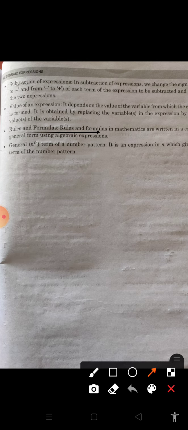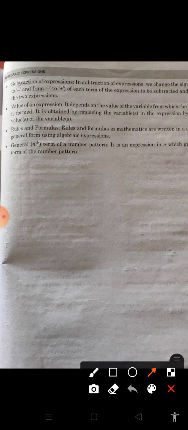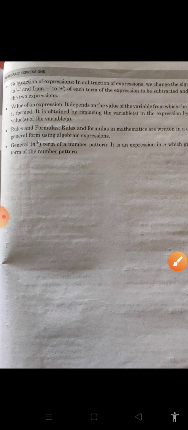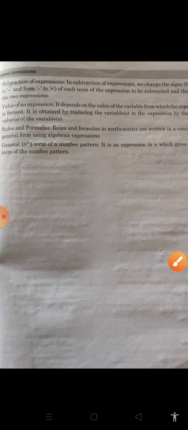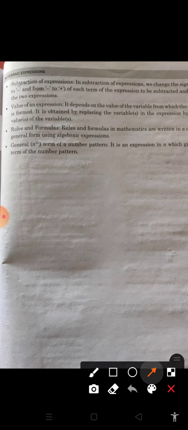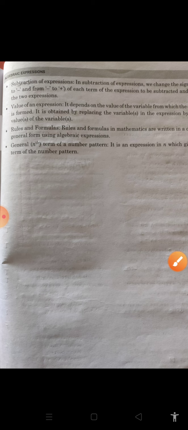Next is rules and formulas. Rules and formulas in mathematics are written in a concise and general form using algebraic expressions. So we write them in this form. General nth term of a number pattern: it is an expression in n which gives the nth term of the number pattern. For n equal to 2, 3, 5, 7, any number we can put in this value.